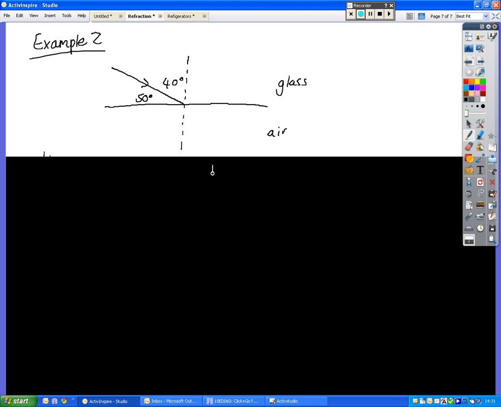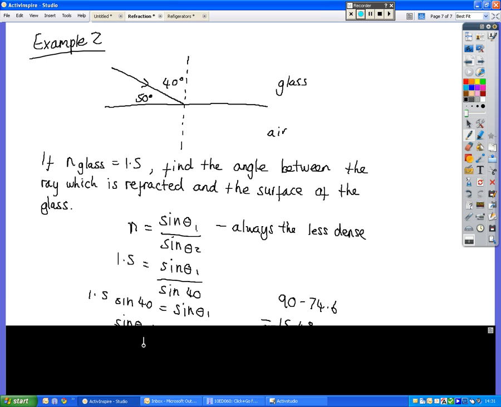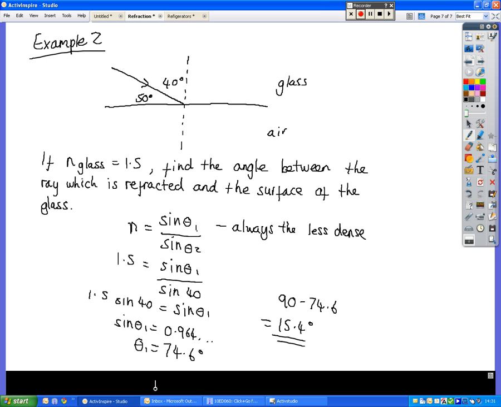Applying it to light emerging from a more dense material into a less dense material, so flipping it round the other way this time. We can still use the same equation, but we've just got to make sure that we're always putting the less dense material, usually air, the angle that it is in air, on the top. So that's the one we're trying to figure out here, so you can just move things around to figure that out. The slightly difficult thing about this question was it was looking for the angle between the ray which is refracted and the surface of the glass. So we first calculate the angle between the normal and the ray, and then take that away from 90 to give us our final answer here.